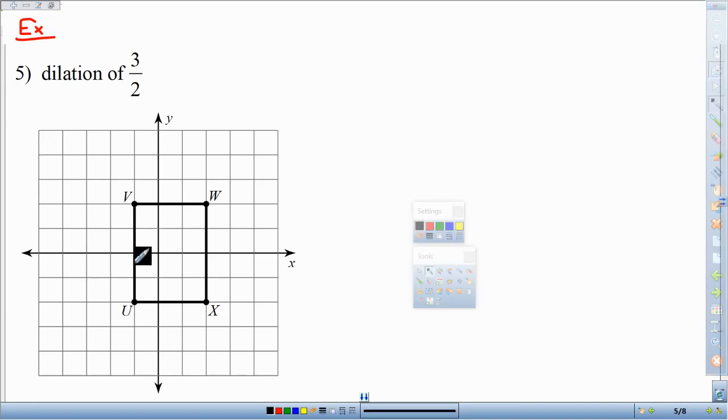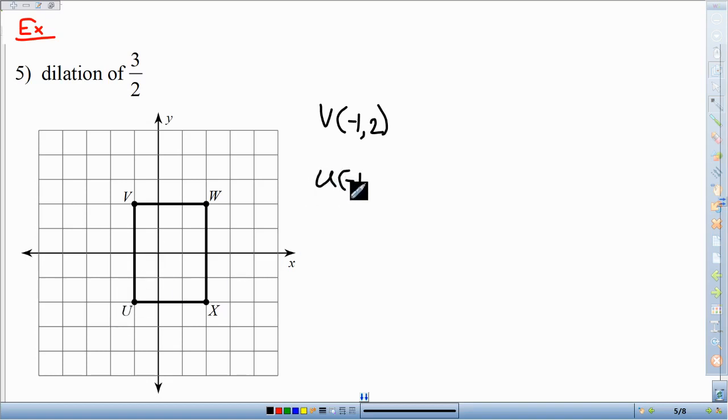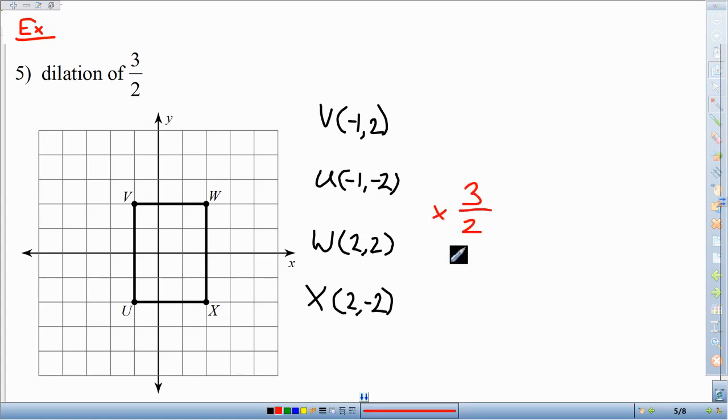Okay, so let's go ahead and get these original points. V is at negative 1, positive 2. U, negative 1, negative 2. W, positive 2, positive 2. X, positive 2, negative 2. All right, and we are multiplying these by 3 halves.